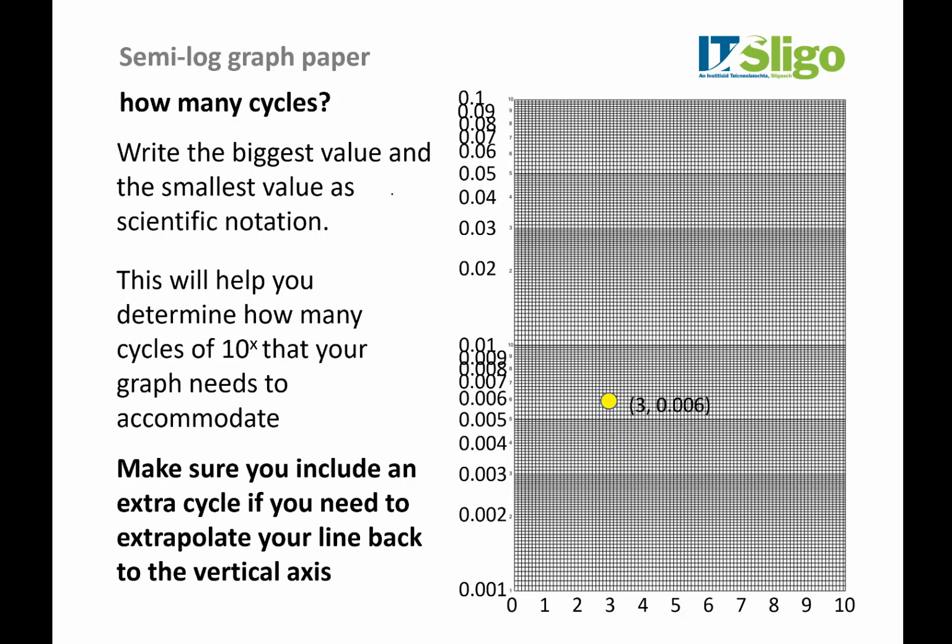And if you need to interpolate your data back, make sure you include an extra cycle. So just say, often guys, I'll be asking you for the initial conditions. Where does the line cut the vertical axis? You need to make sure, if that's what's required, that you've included an extra cycle at the bottom. So it would have been better in this case to use 3 cycle paper in order to capture where my curve cuts the vertical axis, because I'm looking for this point here down at the very bottom, and I've no information about what's going on down there.